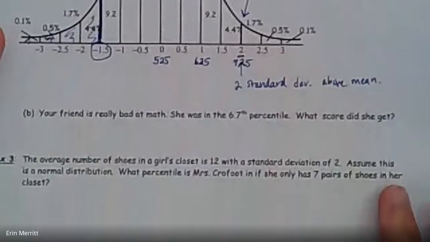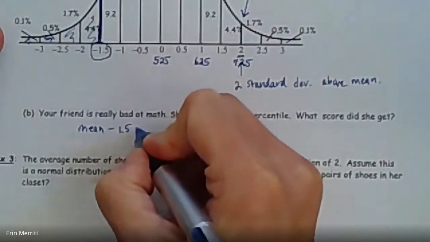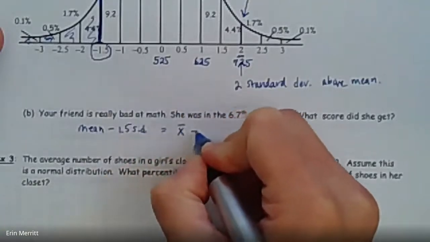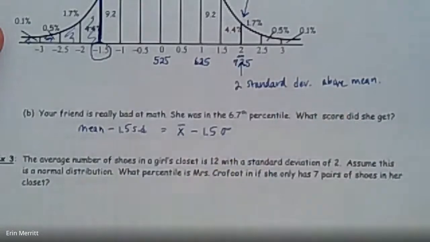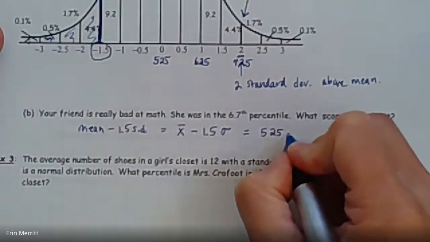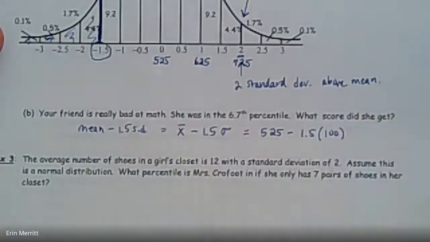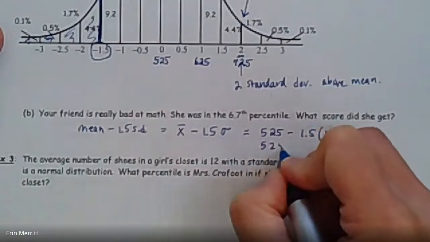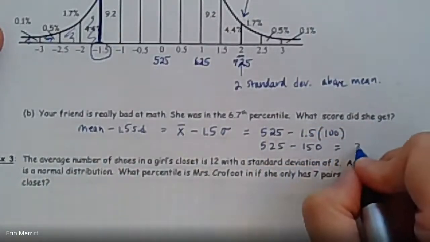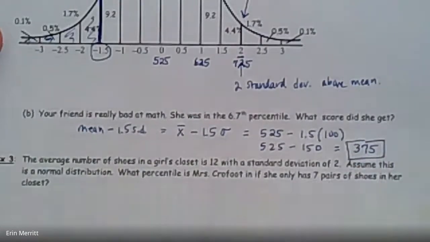So let me slide this up just a little. So that means we're going to take the mean and subtract 1.5 standard deviations. Or I'm going to take x bar and subtract 1.5 sigmas, like that. All right, let's plug in the numbers. 525 is the mean. Subtract 1.5 standard deviations at 100 each. Well, that's fairly simple math. That would just be minus 150. And when you subtract 150, that means she got a 375 on the math portion.